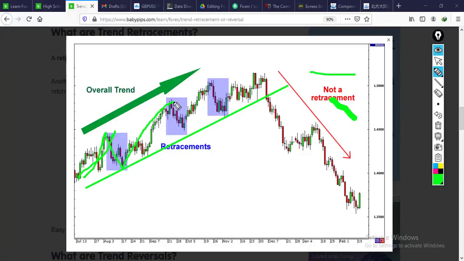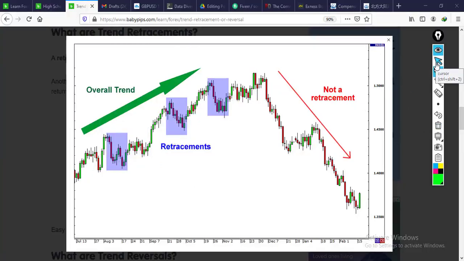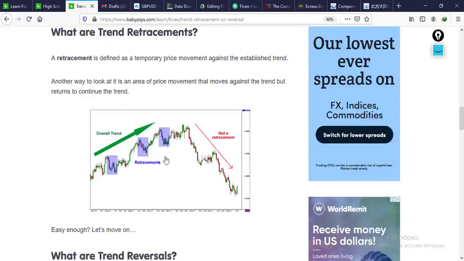We have up, this is the retracement. Okay, we have up again, and here is the retracement, and we have up again. Okay, and here is the retracement. So this is the uptrend, and these are the retracements we have with this chart description we are looking at right now. I hope you understand retracement.